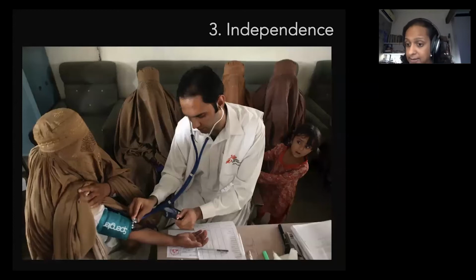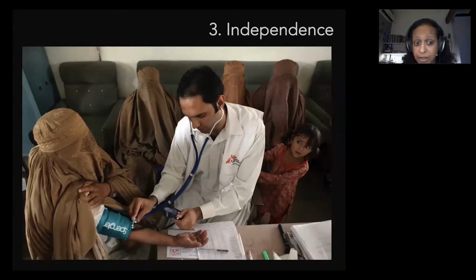Our independence is rooted in our funding. MSF rarely takes funds from governments, businesses, or institutions for our work. Over 90% comes from individual private donors, giving small amounts. It means we can freely evaluate needs, access populations without restriction or political interference, and directly deliver the aid we provide to the people we serve.